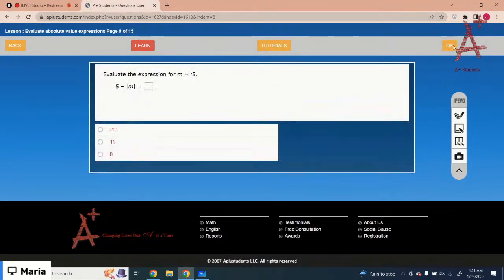Okay, you can complete the test by yourself later today. Let me just move on to the next lesson. Got it? The next lesson is evaluate radical expressions.